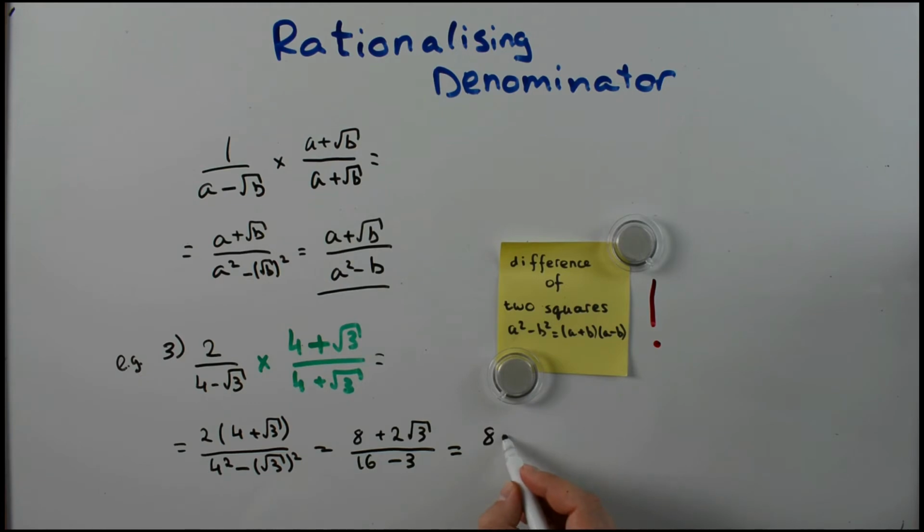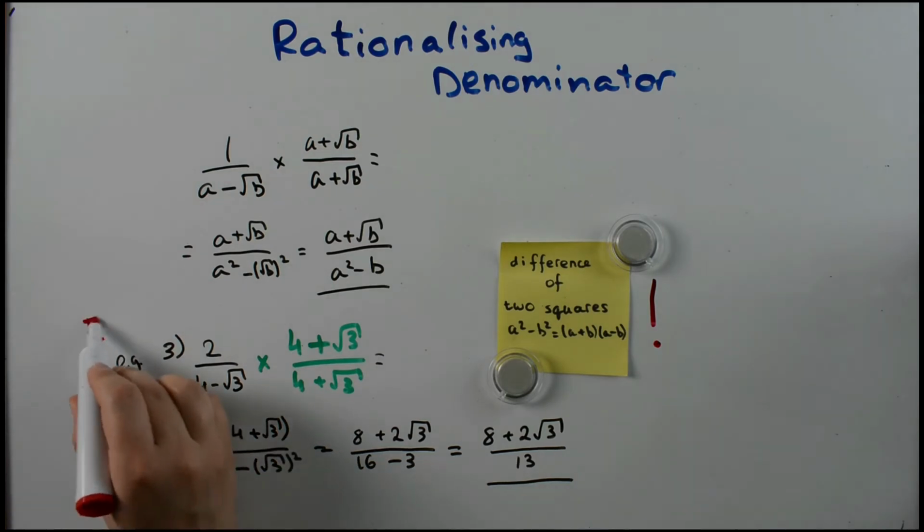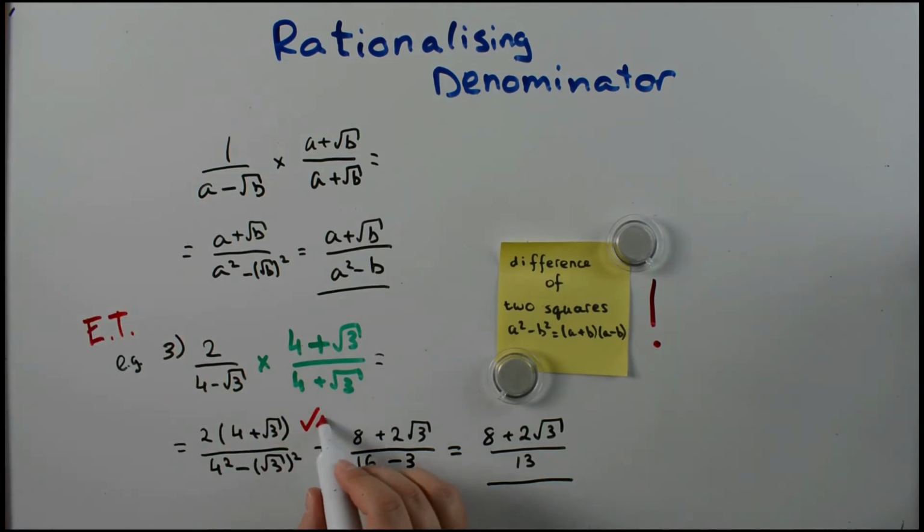So our answer is 8 plus 2 root 3 over 13, and none of the numbers have common factors, so it cannot be simplified any further, and you will get 2 marks for exam techniques.